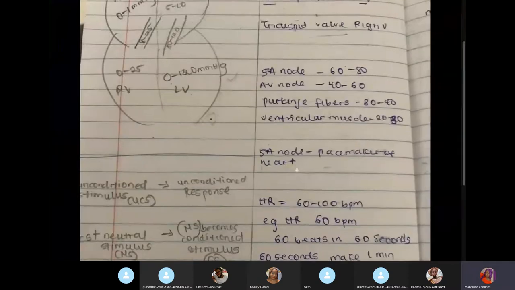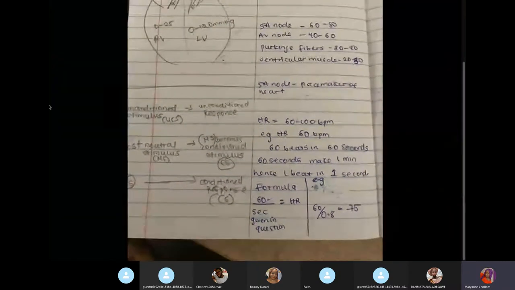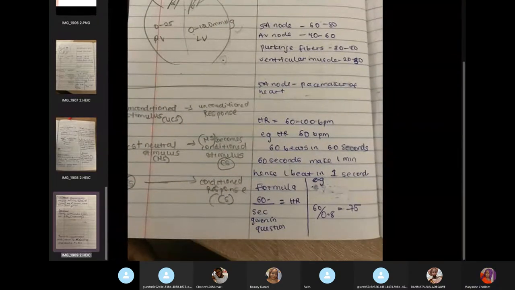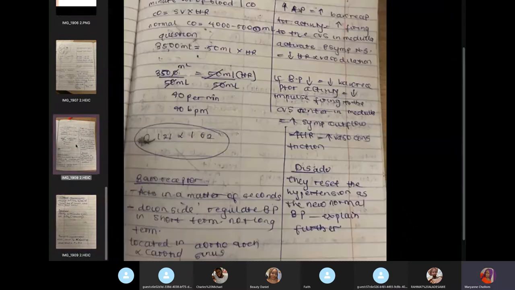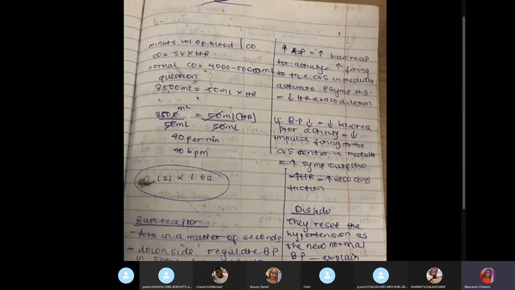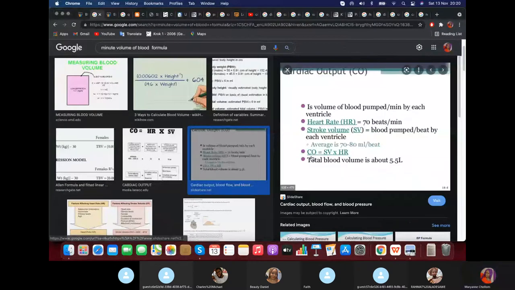Now look at this beautiful picture I'm going to show you. Cardiac output is what? Stroke volume times heart rate. Now write this down. The normal cardiac output is actually 4,000 to 5,000 milliliters, or 4 to 5 liters. Now, in the question, remember that cardiac output is stroke volume times heart rate. Stroke volume is the blood pumped by each ventricle. Heart rate is the rate at which the heart is pumping.